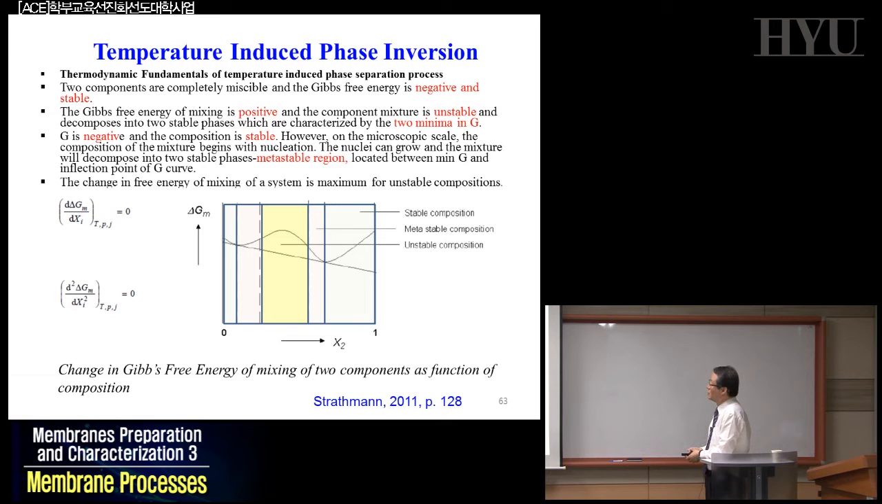So when you take the derivative of delta GM with respect to X2 and set it equal to zero, you have points on the curve, and you have inflection points. The region between the minimum Gibbs free energy of mixing of this curve and the inflection points is called the metastable region.